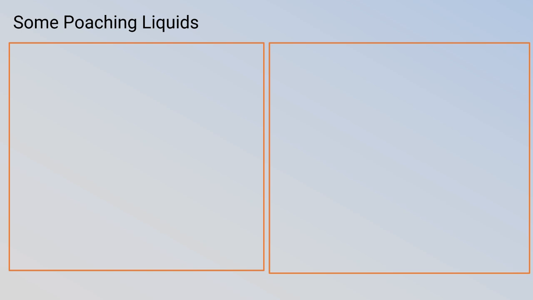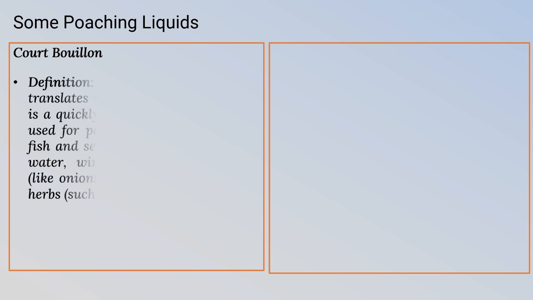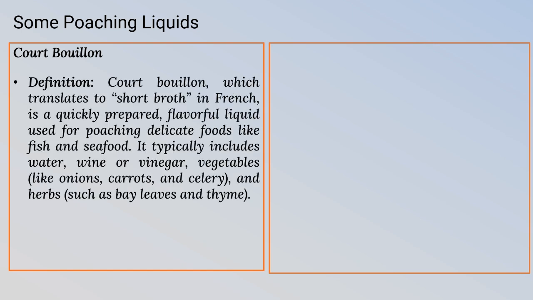Now we'll talk about some poaching liquids. Very popular one, number one, is court bouillon. Already I have mentioned that once. What is that court bouillon? Court bouillon, which translates to short broth in French, is a quickly prepared flavorful liquid used for poaching delicate foods like fish and seafood. So whenever you are poaching food like fish and seafood, court bouillon is the liquid for poaching.